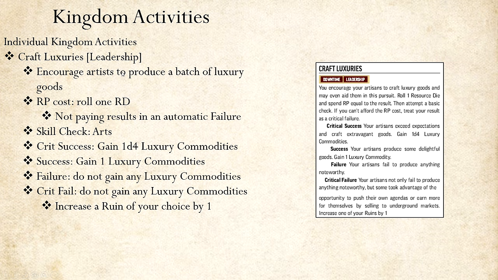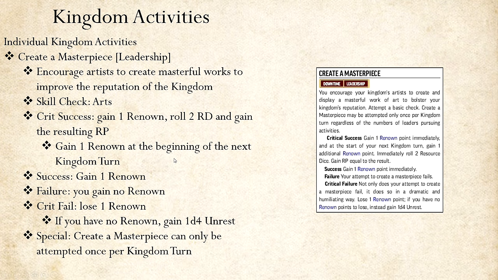Craft luxuries. This is a leadership activity. You encourage artists to produce a batch of luxury goods. The resource point cost is equal to... what is the resource point cost? You roll an RD, or a resource die, and you pay the result. If you don't pay it, it results in an automatic failure. The skill check for this is arts. If you critically succeed, you gain 1d4 luxury commodities. If you succeed, you gain 1 luxury commodity. If you fail, you don't gain any. And if you critically fail, you don't gain any, and you increase a ruin of your choice by 1.